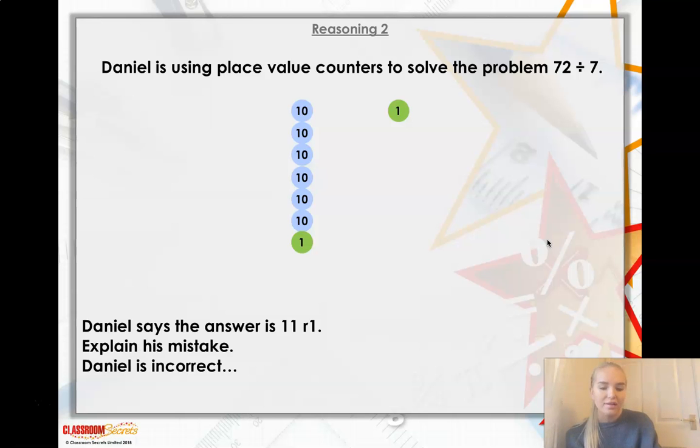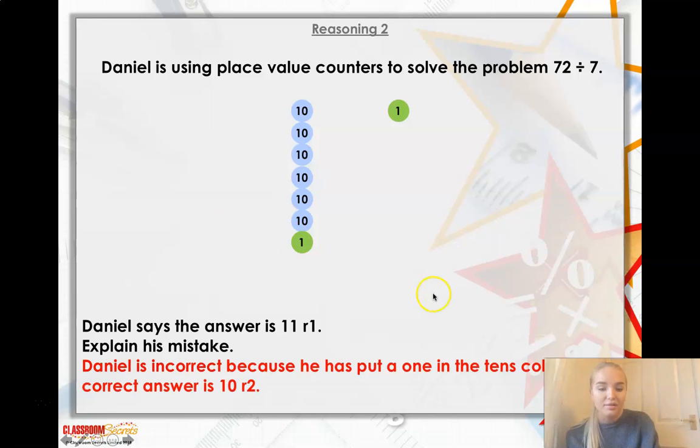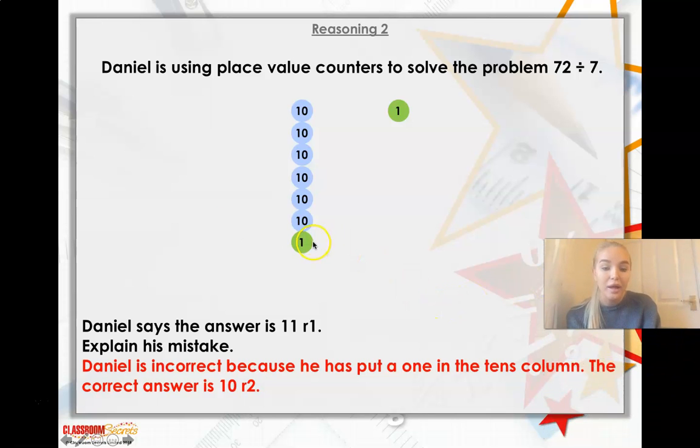Okay, if you've worked this out, you will find that Daniel is incorrect, but we need to explain his mistake. We want to imagine that this is a place value chart, and this is our tens, and this is our ones. Look what he's put in the tens column by mistake. He's put a 1 in the tens column, and that shouldn't be there because the tens should only go in the tens column, and the tens can go in the ones column if they've been exchanged for 10 ones. So his mistake is that he'd incorrectly put a 1 in the tens column, so actually the answer should be 10 remainder 2 because this one should be in this column.